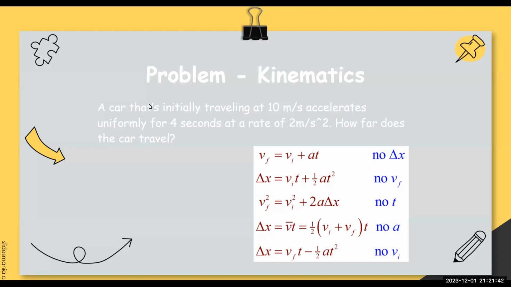Okay, is anyone coming close to an answer? If you have an answer you can put it in the chat. Just a hint, you probably want to use the second equation to do this problem because you're given the acceleration, the time, and the initial velocity. And you want to solve for displacement.